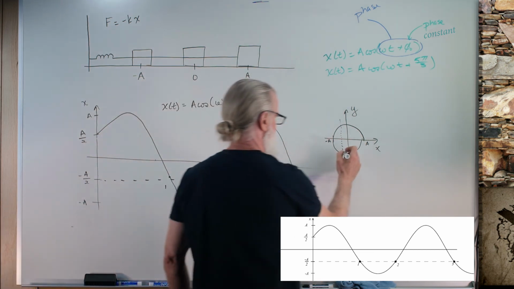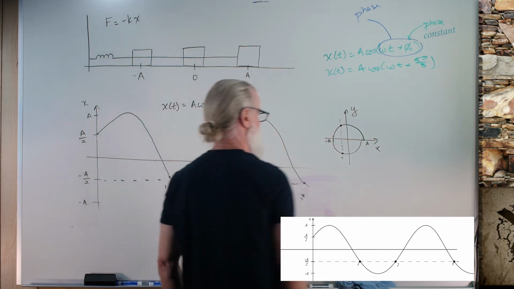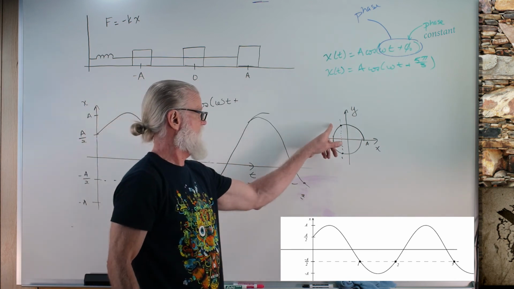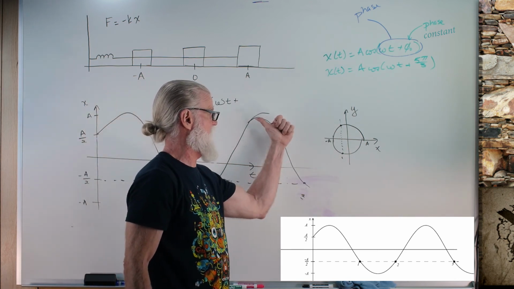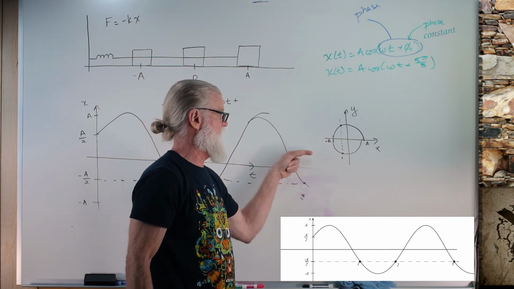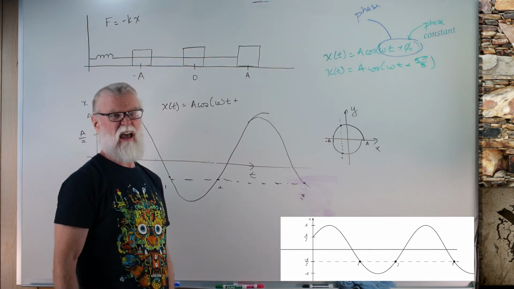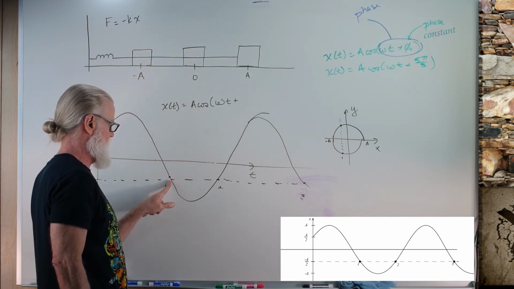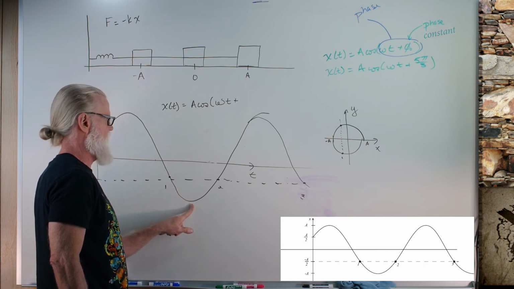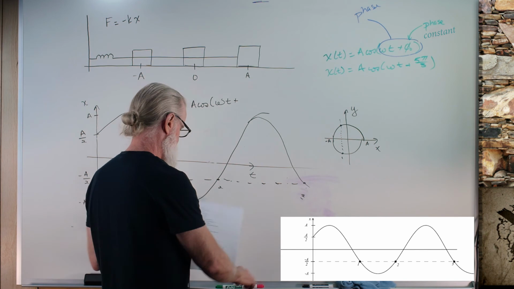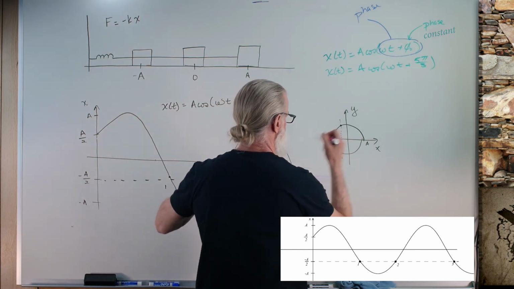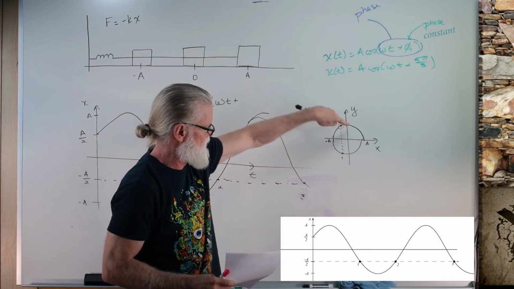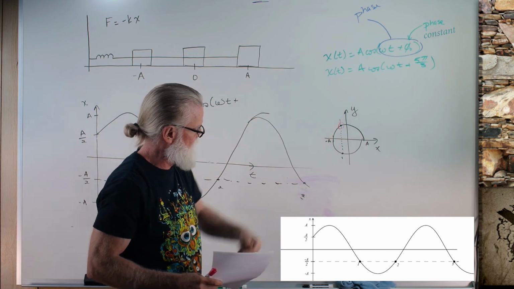So at 1, the particle is either here or here. One of those two. I've got to figure that out. Which one is it? Well, this one is at negative A over 2, and it's headed towards negative A. This one is at negative A over 2, and it's headed towards the equilibrium position. Let's take a look at the graph. It's at negative A over 2, and it's headed towards negative A. That looks like this one, because it's going around a circle like this, headed towards negative A.